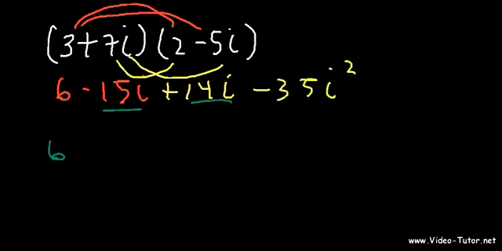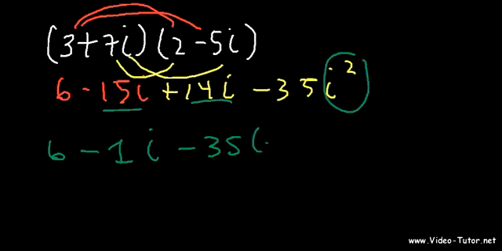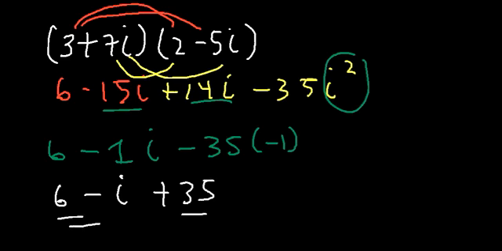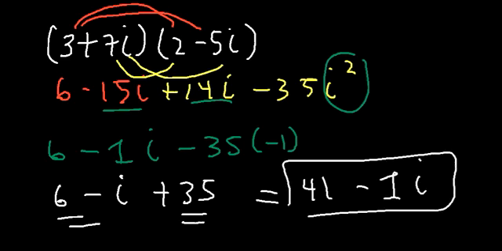So negative 15i plus 14i, that's negative 1i. And i squared is negative 1. So what we have is 6 minus i plus 35. Now we can add the 6 and the 35. 6 plus 35 is 41. So our final answer is 41 minus 1i, which is now in a plus bi form.